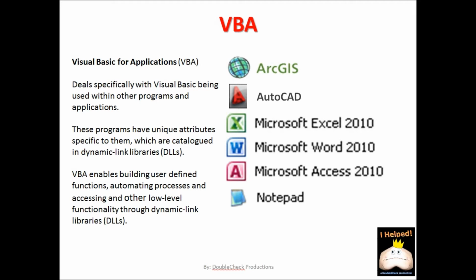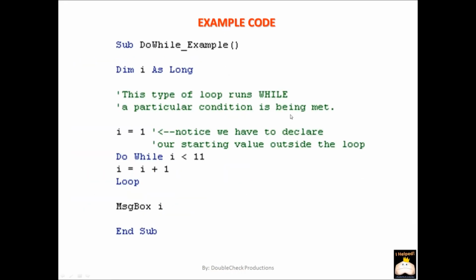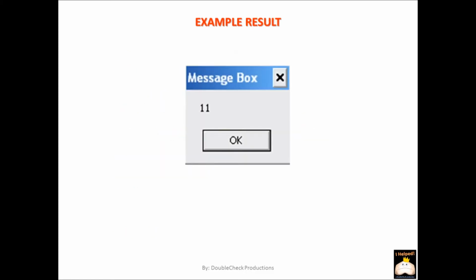In the end, Visual Basic for Applications refers to the DLLs in these programs to allow users to develop custom functions and automate processes. Alright, so here's an example of some generic code, and here's an example of the result of that code. So here's the code, here's the result, just a little message box.